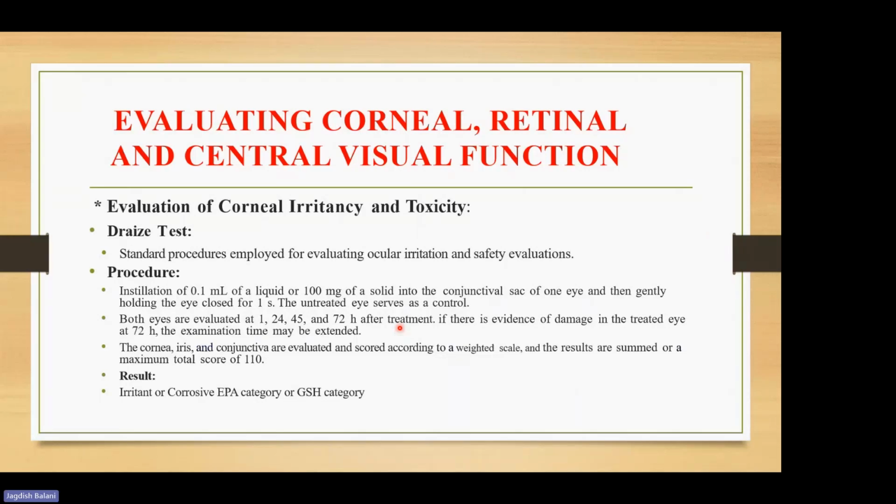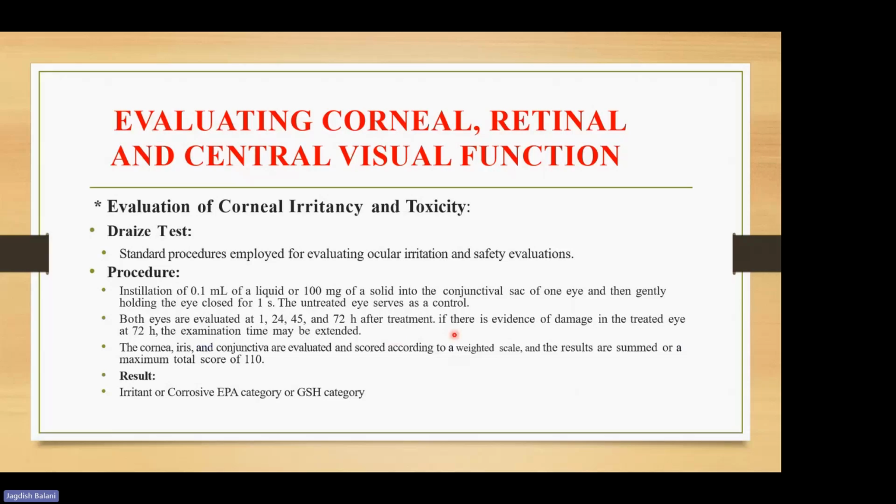So for the evaluation of corneal irritancy, the Draize test is available, a standard procedure employed for evaluating ocular irritation and safety. The procedure is very simple. You instill 0.1 ml of the liquid, or 100 milligrams of the solid, into the conjunctival sac of one eye, gently hold for 1 second, and the untreated eye serves as a control. Both eyes are evaluated at 24, 48 and 72 hours. Those who regularly perform these ocular studies know this procedure, but I'm just briefing it here simply.